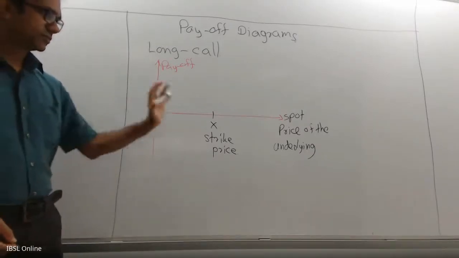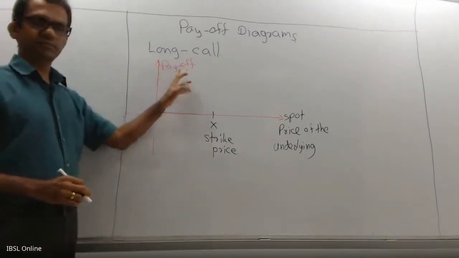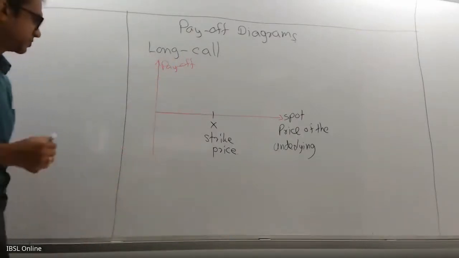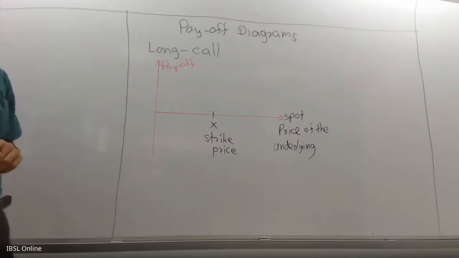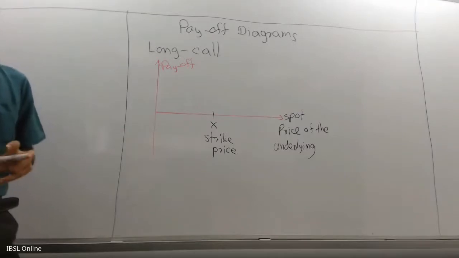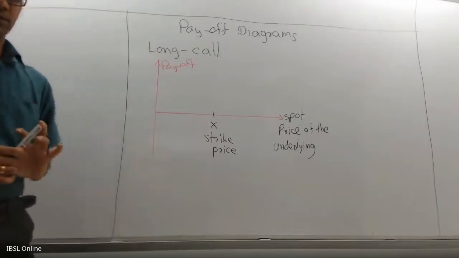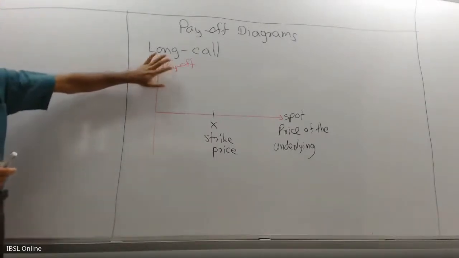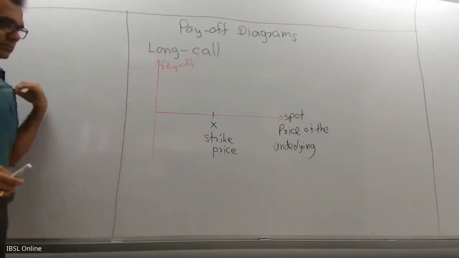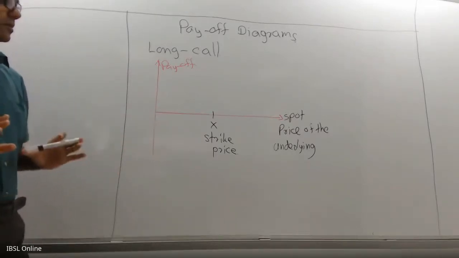Now, two scenarios. In the payoff, we don't consider premium. What is premium? Premium is the price that the buyer pays to the seller to buy the option. The premium is the amount paid by the buyer of the option to the seller of the option. So in the payoff diagram, we don't consider premium, but what is the final cash flow without considering the premium?